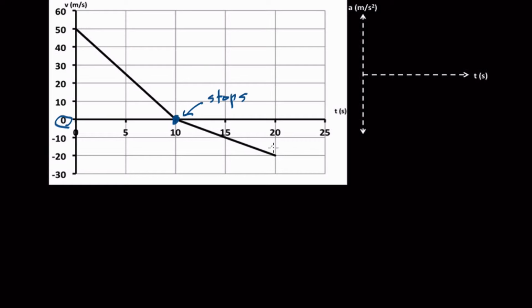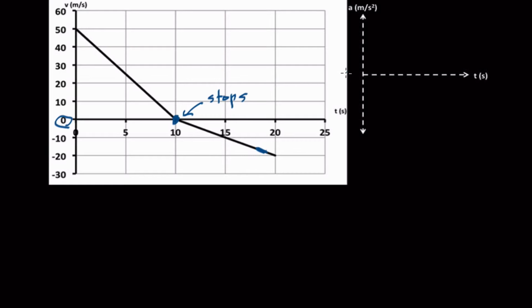And then what does it do? It speeds up in the opposite direction. How do I know it's speeding up here when I'm looking at this line here? Because it's moving away from 0. So this object travels in one direction, maybe to the right. It slows down, it slows down, it slows down, it stops.